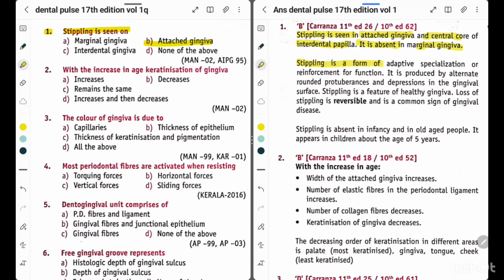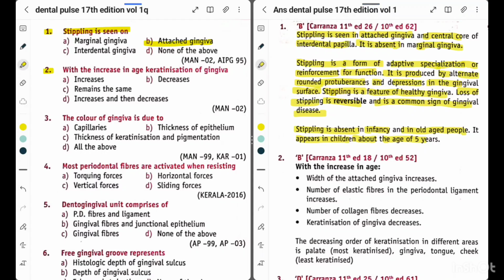Stippling is a form of adaptive specialization or reinforcement for function. It is produced by alternate rounded protuberances and depressions in the gingival surface. Stippling is a feature of healthy gingiva. Loss of stippling is reversible and is a common sign of gingival disease. Stippling is absent in infancy and in old-aged people. It appears in children about the age of 5 years. Okay, so the answer is attached gingiva.